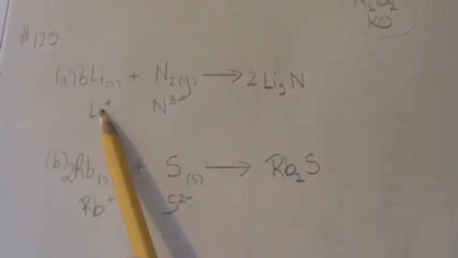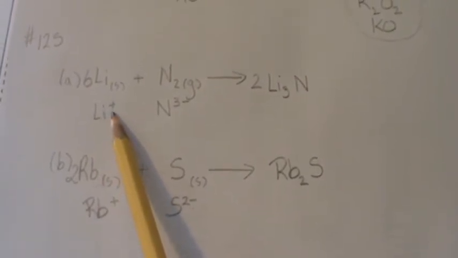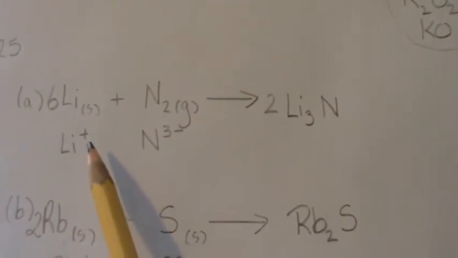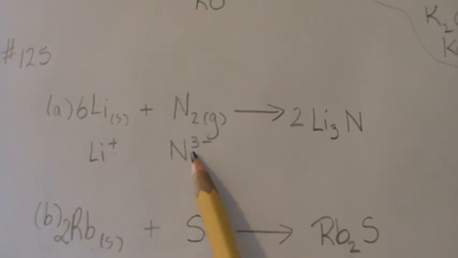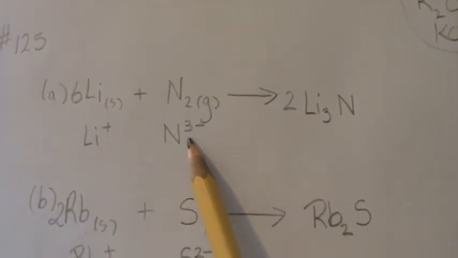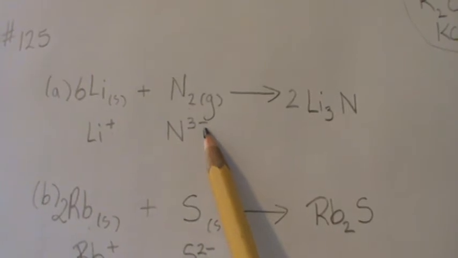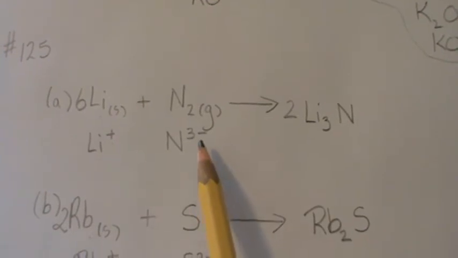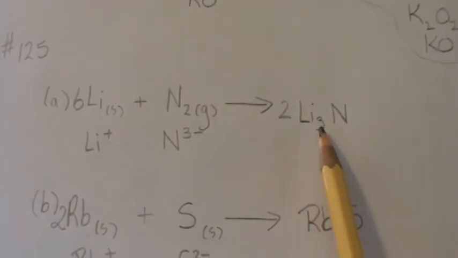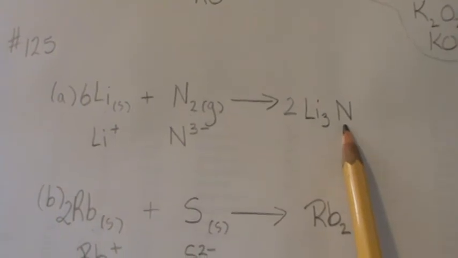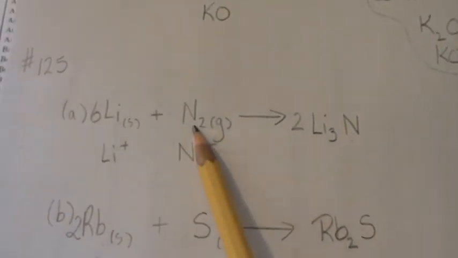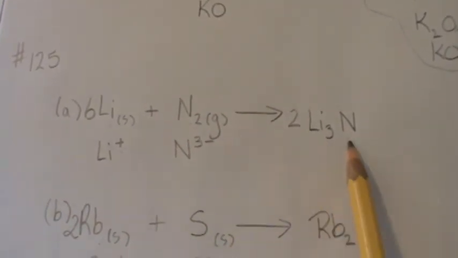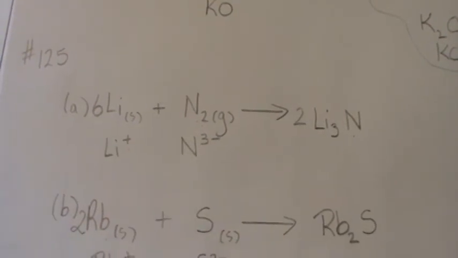So we know that lithium, because it is an alkali metal, will lose 1 valence electron to become 1 plus. And that nitrogen, because if it gains 3 electrons, it'll look like neon, will become nitride, N3 minus. So that means that we'll need 3 lithiums, 3 positive charges to balance out 3 negative charges. So we have Li3N, lithium nitride. And in order to balance these out, because this is N2 gas, remember nitrogen gas is always diatomic, we need 2 of these, so we need 6 lithiums.